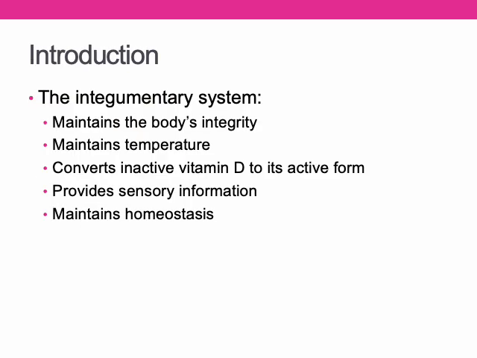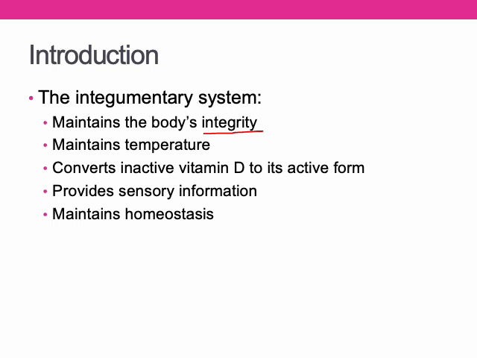In Chapter 5, we will be going over the integumentary system, which is the most superficial and visible organ system in the body. The integumentary system includes the skin and its derivatives, such as nails, hair, and cutaneous glands. It has five main functions, and the first one is maintaining the body's integrity.